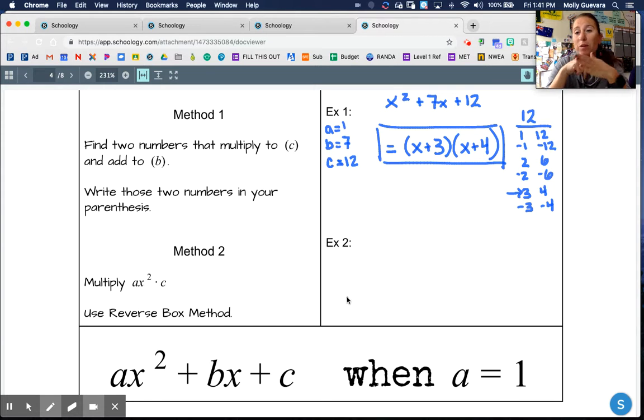Again, this method will not work when a is not 1. So if I had like a 3x squared here or something, I would not be able to do this method. It's only when a is 1, only when the number in front of the x squared is 1.